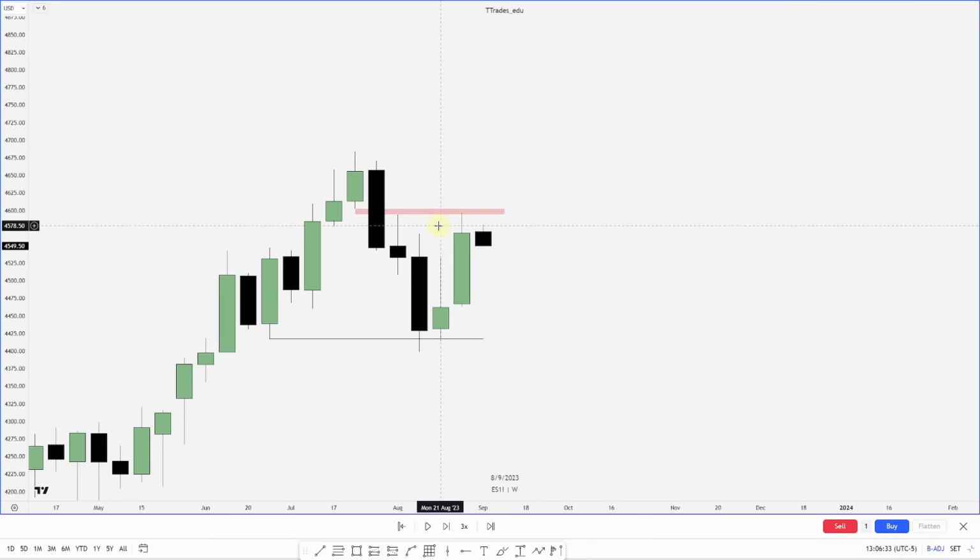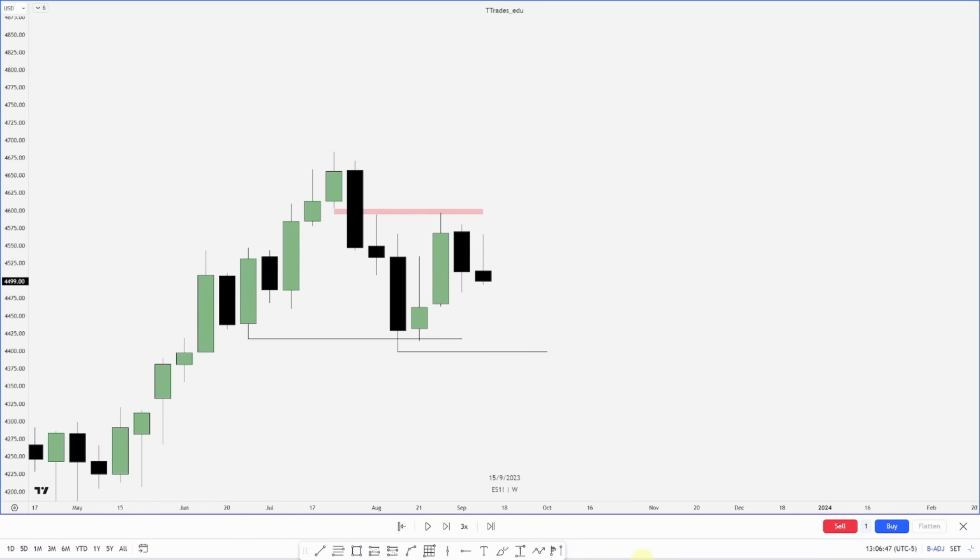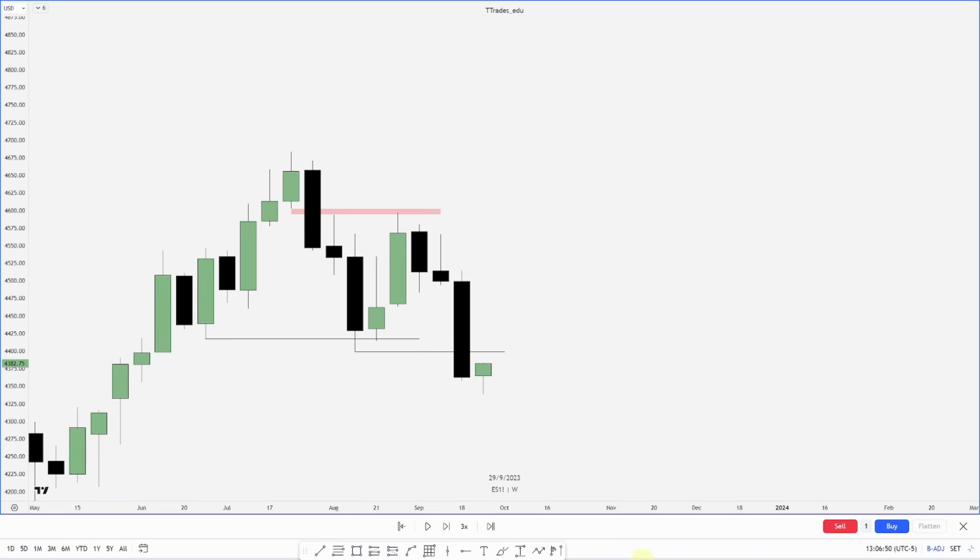So here we reach into internal. From here, if we're going to respect this fair value gap, where are we likely to reach for? External liquidity. If we aren't going to respect this, then we reach for this old high. And there we go. We reach for external.